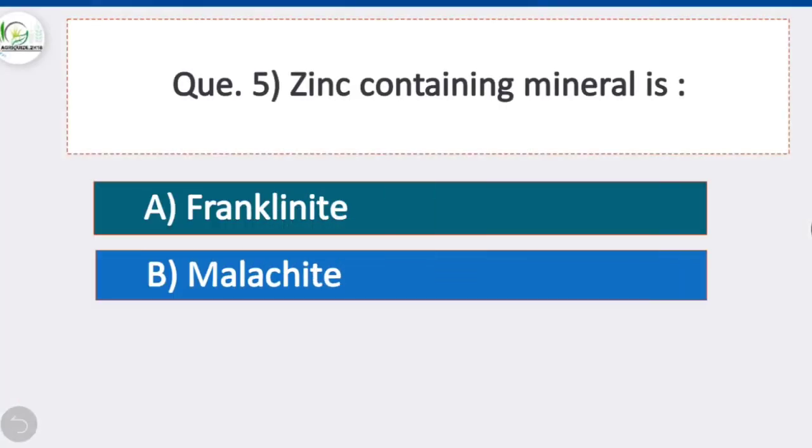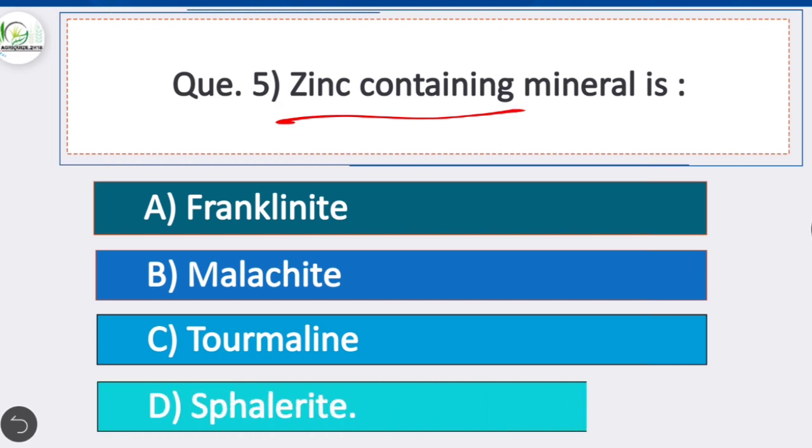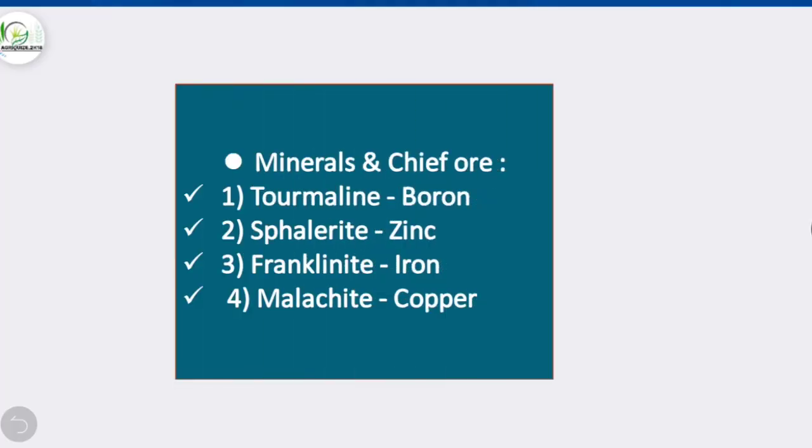Question number 5. Zinc containing mineral is: option D is correct, sphalerite. The zinc containing mineral is sphalerite. Here are some minerals and their chief ores. The chief ore of boron is tourmaline. The chief ore of zinc is sphalerite. Chief ore of iron is franklinite. And chief ore of copper is malachite.